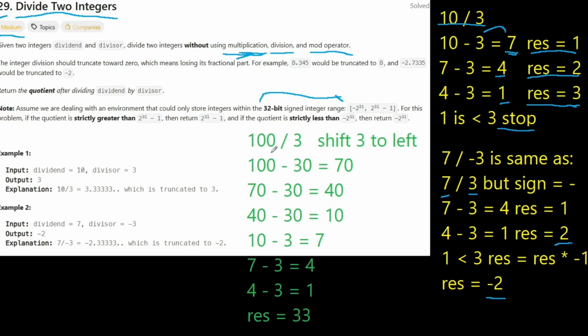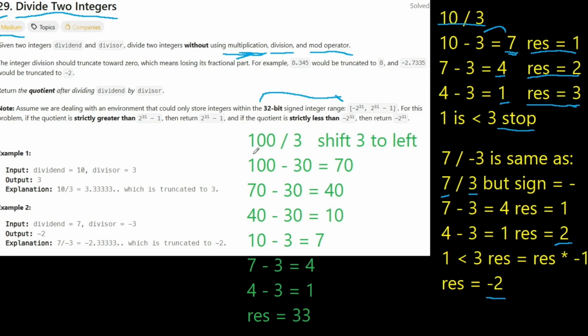Let's try another example: 100 divided by 3. If we always say 100 minus 3, the result is 1, then 97 minus 3, the result will be 2, and so on. You see the point. It will take a long time. It's not a very efficient way. So is there a better way?